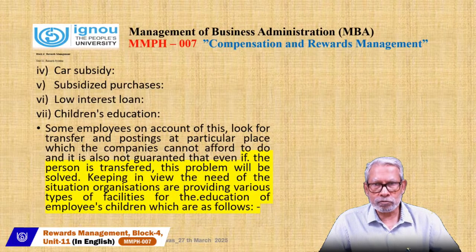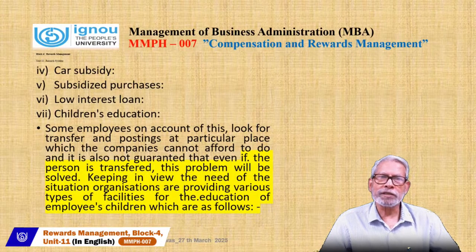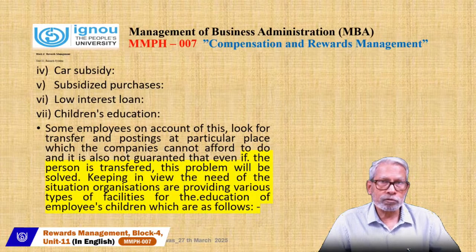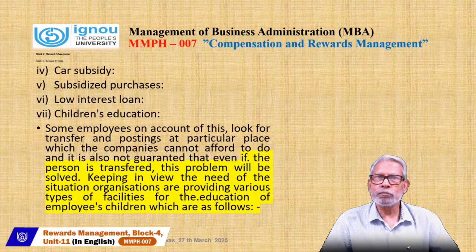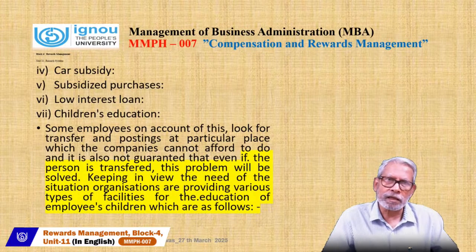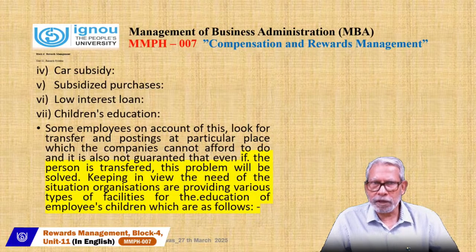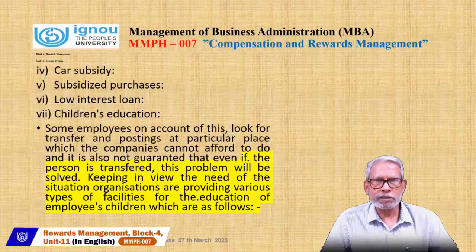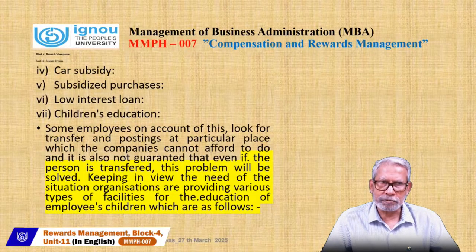Low interest loan: maybe the company can provide a car loan or a house purchase loan, HBA. In that case, the loan from a bank would otherwise be 8 to 10% everywhere, but the company can give a 5% or 6% loan. Subsidized, basically the low interest.